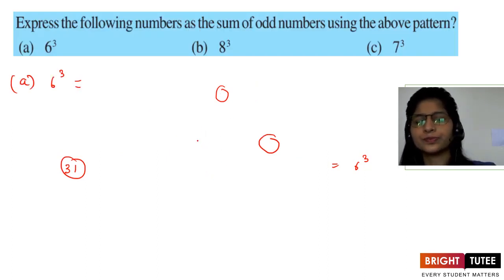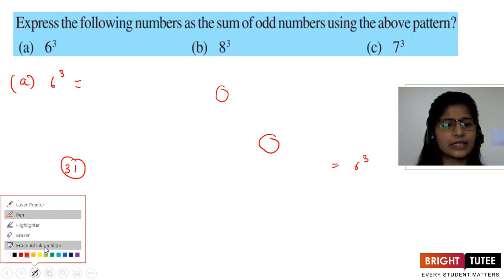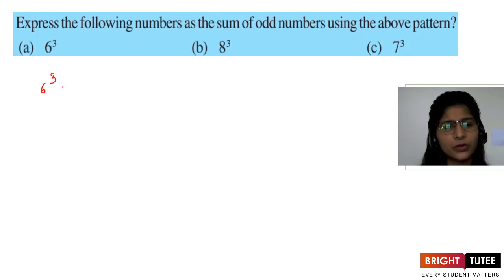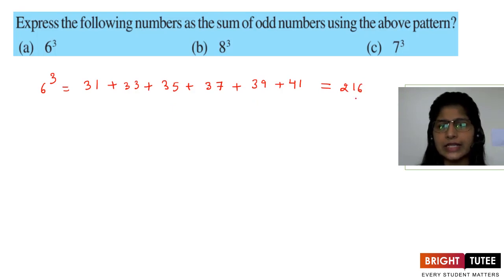So let's start from the beginning. We will write here 6 cube. So 6 cube will start from 31. The next odd number is 33. The next one is 35. The next is 37. The next one is 39. And the next is 41. Right? How many odd numbers do we have? 6. So it is giving us a cube of 6. When you add them, you're going to get 216. That is the cube of 6. Is that clear? So we are observing the pattern and writing the cubes.